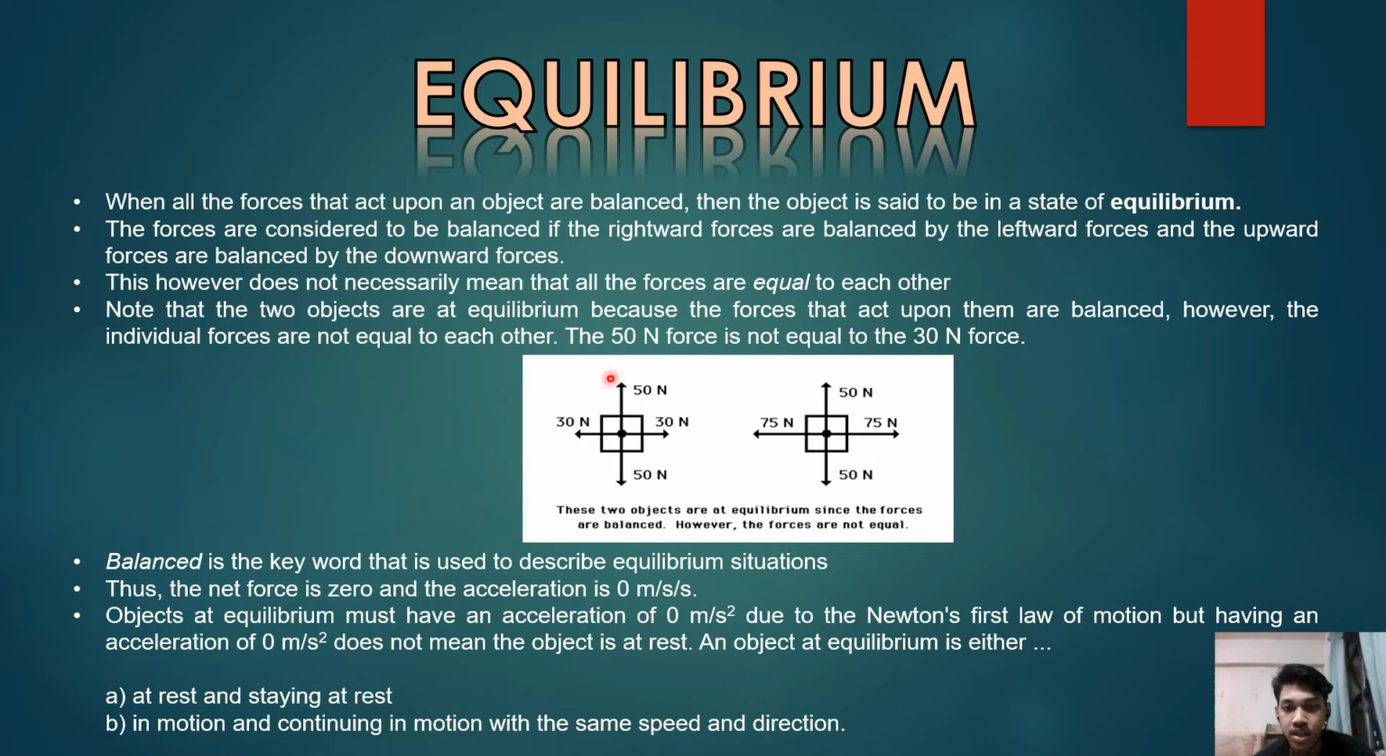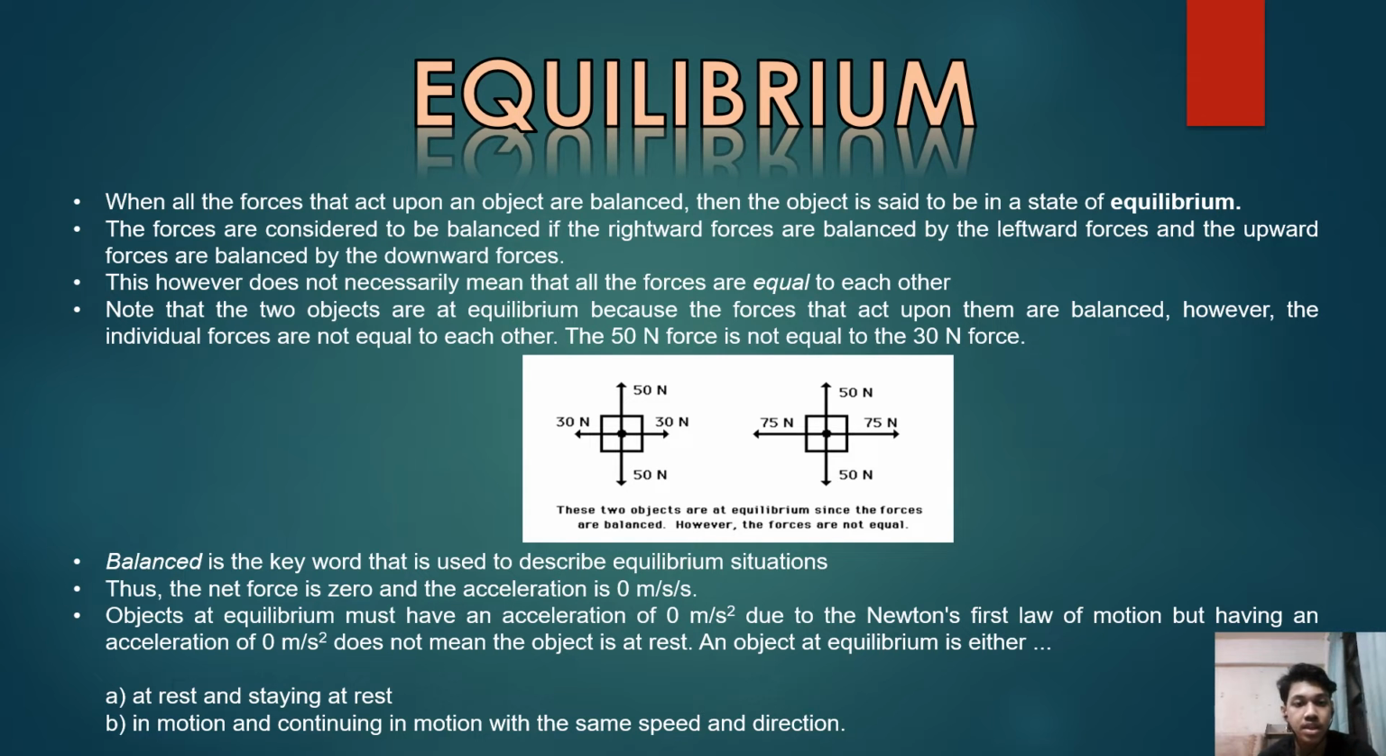So right here we can see in this diagram, the two objects are at equilibrium since the forces are balanced. However, all the forces that act upon this object are not equal. Not all of them are 50. The force upward is 50, meanwhile the force in the rightward is 75. So that is why we cannot assume that if the object is in equilibrium, it has the same force in each direction.